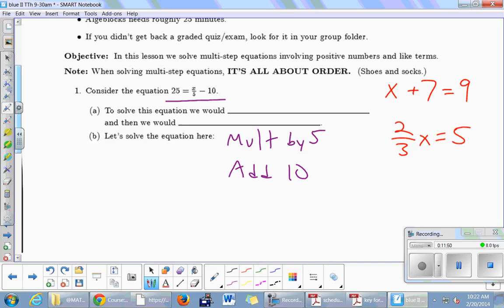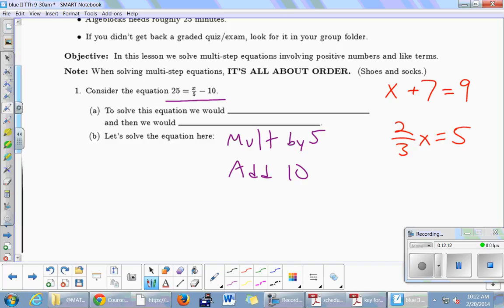But there are two possible orders in which to do these things. We could first multiply both sides by 5, and then we could add 10. Or we could add 10 and then multiply by 5. Both of them are technically legal. Only one of them is going to get us to the answer. So even though they're both okay, only one of them is what I'm going to call the right order to do things. So here's the deal.